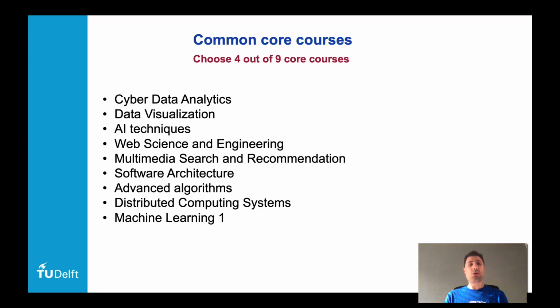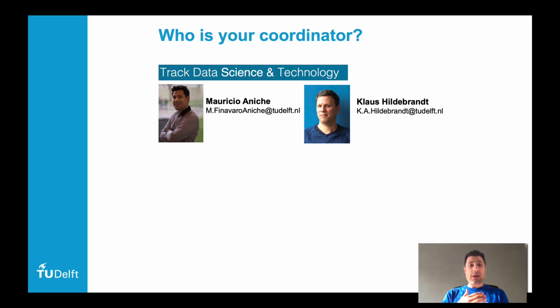In terms of courses, what do we offer in terms of core courses? Cyber data analytics, data visualization, AI techniques, web science and engineering, multimedia search and recommendation, software architecture, advanced algorithms, distributed computer systems, and machine learning 1. So 9 courses, and you have to choose 4 out of those 9 to compose your core. And again, later, free electives, computer science courses, etc. Who are the coordinators? I am one of the coordinators of this track, and I do this together with Klaus. So you can always contact us if you want to understand more about this track.